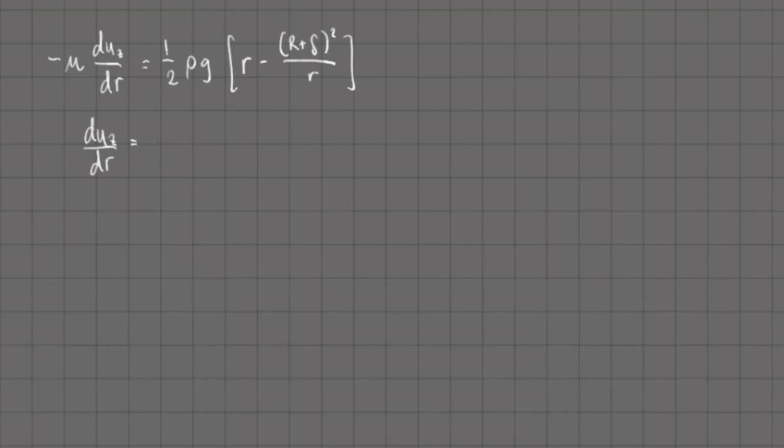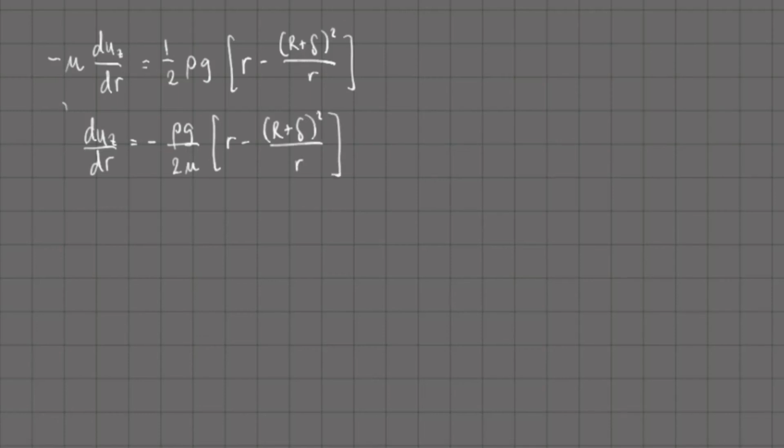If we combine those two equations, we will have negative mu duz over dr is equal to 1/2 rho g quantity r minus R plus del squared over small r. Notice that this equation is already integrable with respect to small r. Let's perform a little rearranging. We have duz over dr is equal to negative rho g over 2 mu times r minus quantity capital R plus del squared over small r.